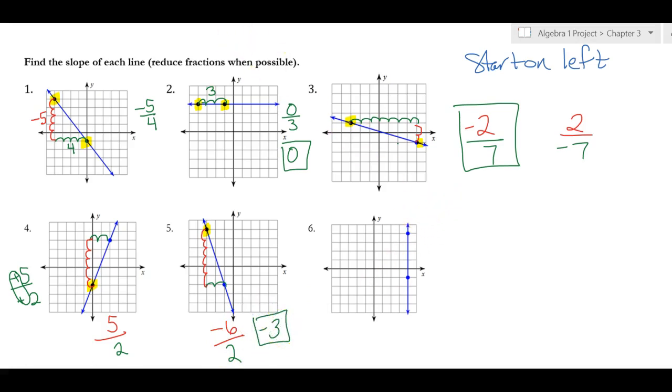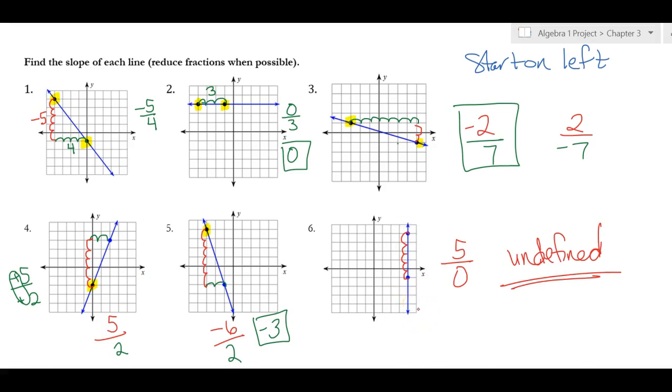All right, number 6, there's no point on the left, so I'm just going to go up, and when I go up, I have to go up 1, 2, 3, 4, 5. So it's 5 over 0, and remember you can't divide by 0, so this is an undefined slope. And you might have just seen that and said, oh, vertical line, I can't walk on that, so that's undefined.